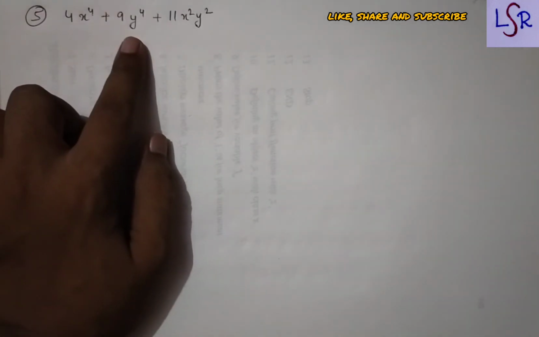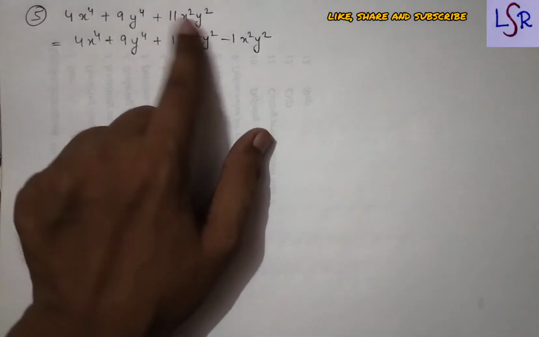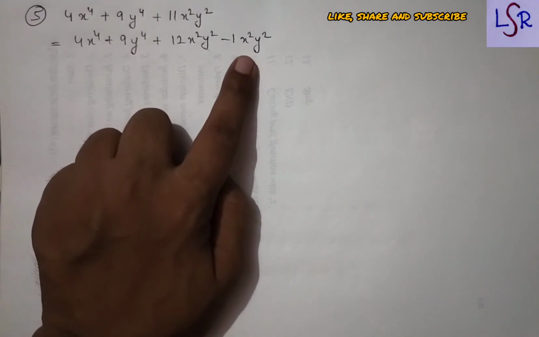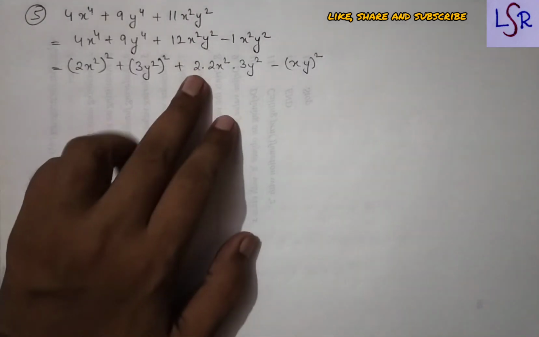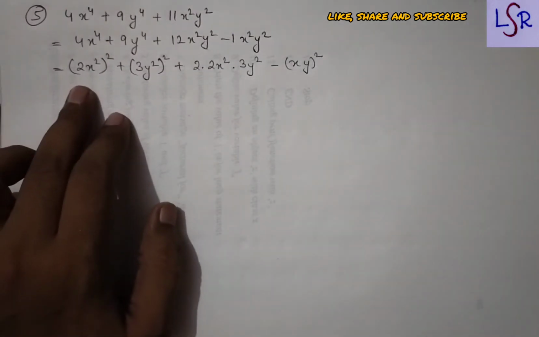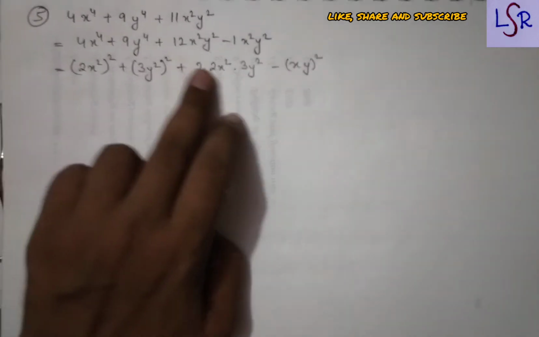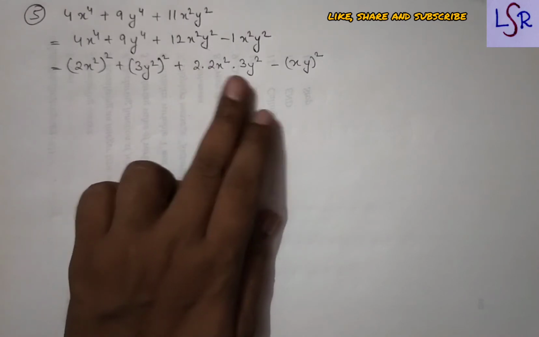Here in this question we are having 4 to the power 4 into x to the power 4 plus 9 y to the power 4 plus 11 x square y square. So as they are in the form of the squares, we have to convert them into the whole square, and for that we will split 11 as 12 minus 1, as this can be rearranged as this one, this one is a square, this is b square, and this one is in the form of 2a and b.